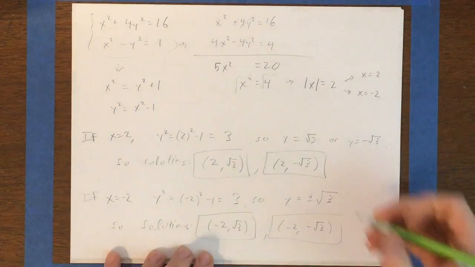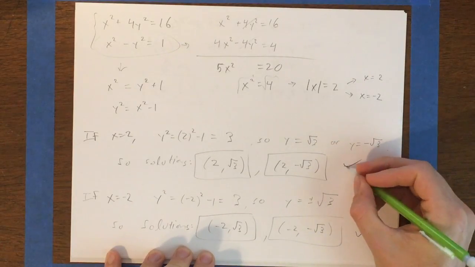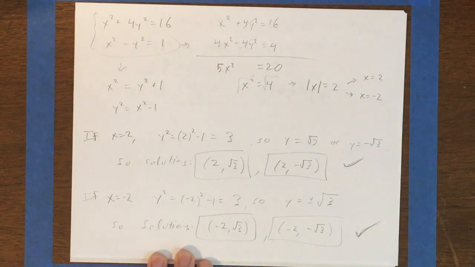So we have 4 different solutions to this system of equations. There we go.